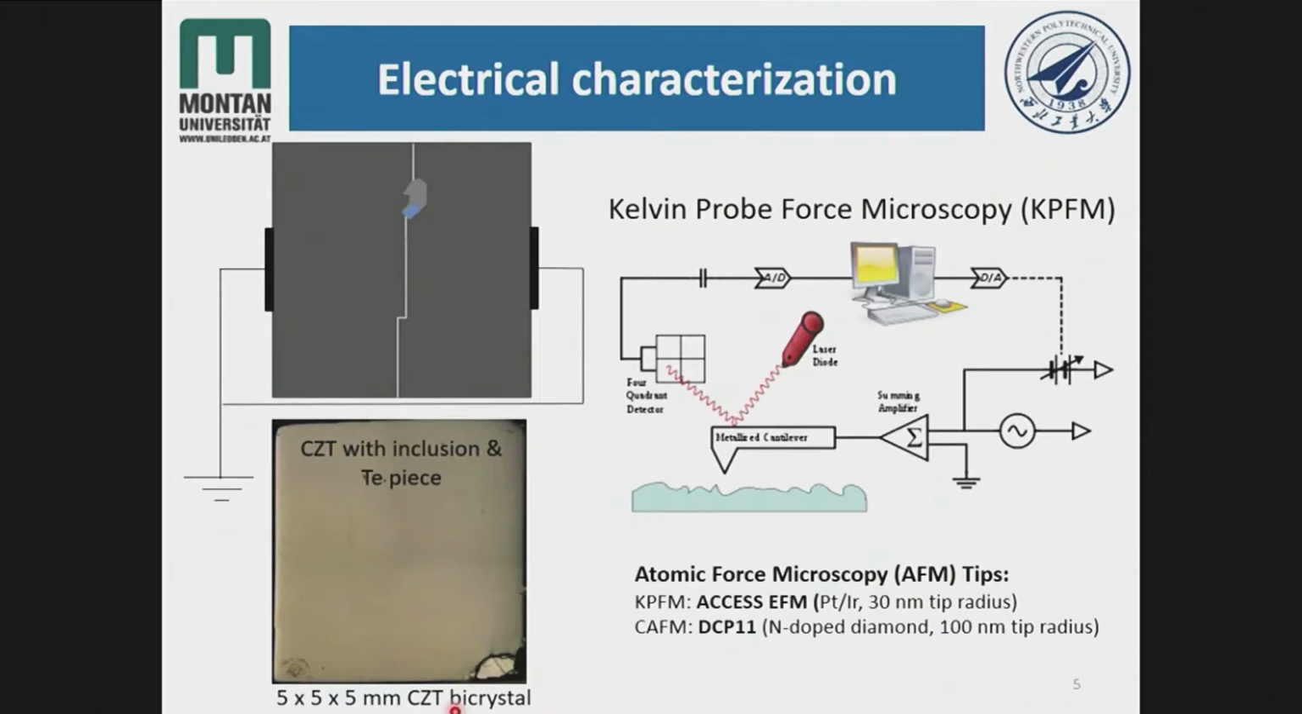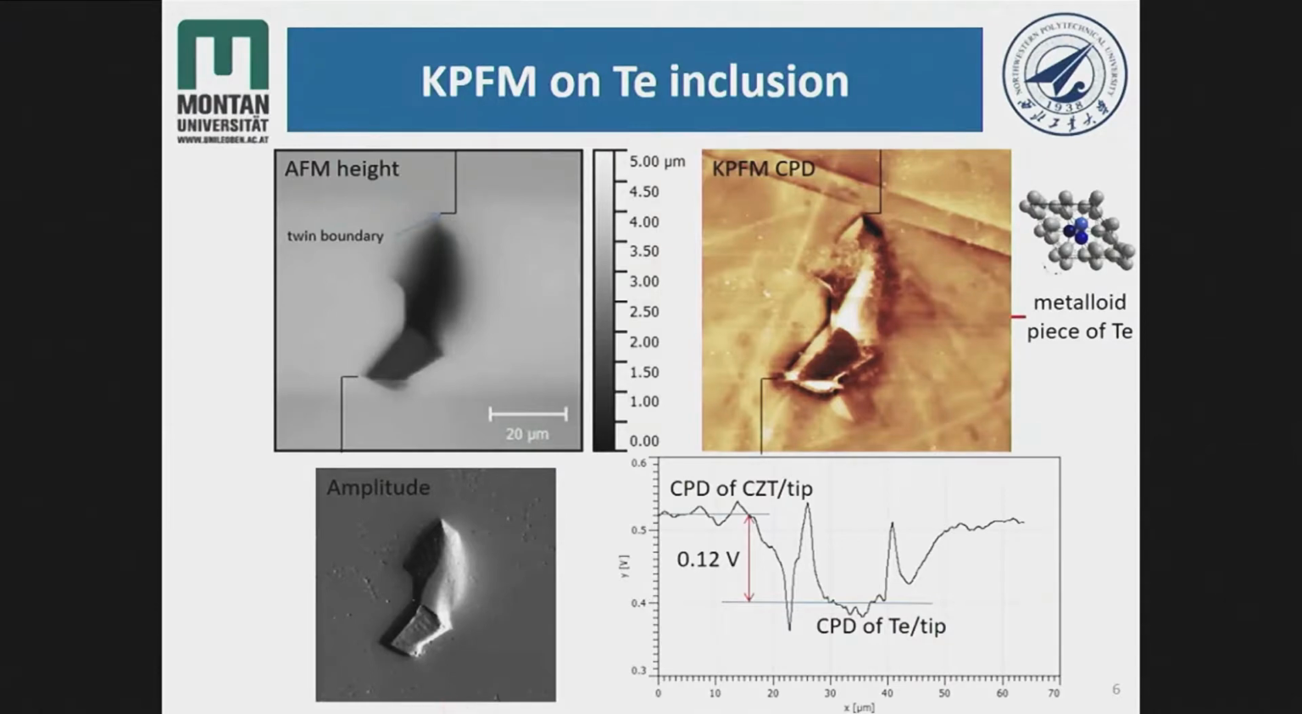Kindly, Kelvin probe force microscopy was already explained today, so I will just skip to the results, as I don't have too much time. Here is the topography image of the bicrystal. The twin boundary goes in principle exactly through here, and on the twin boundary a tellurium inclusion nucleates. That's quite interesting, and due to the polishing process, the tellurium inclusion was partly removed. And you can see here in the contact potential, this Kelvin probe force microscopy measurement, the contact potential of cadmium zinc telluride.